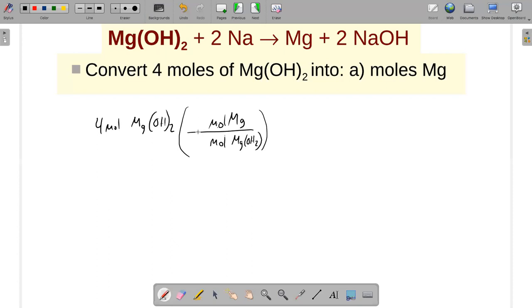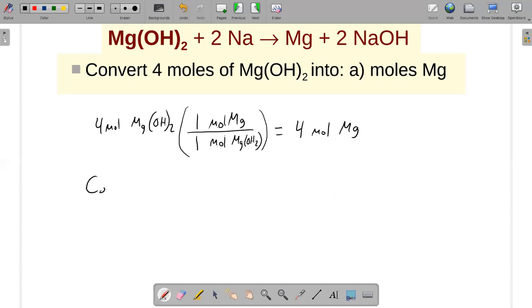And what these numbers are here is just whatever the coefficients are in the equation. And this is a balanced equation. For every 1 mole of magnesium hydroxide, there's 1 mole of magnesium. The arithmetic is not hard. 4 times 1 divided by 1 is just 4 moles of magnesium. Because in the equation, the ratio of magnesium hydroxide and magnesium is 1 to 1, no matter what quantity of magnesium hydroxide you start with, you get the same quantity of magnesium.